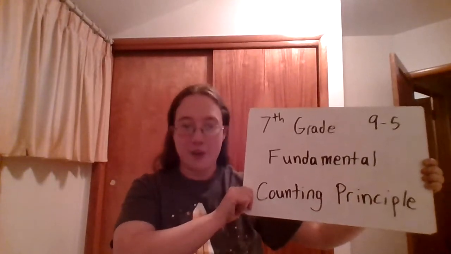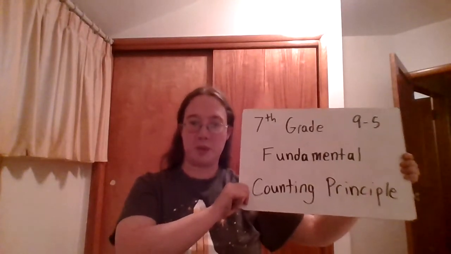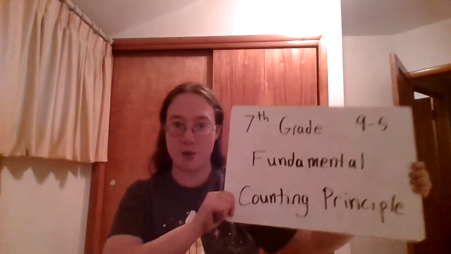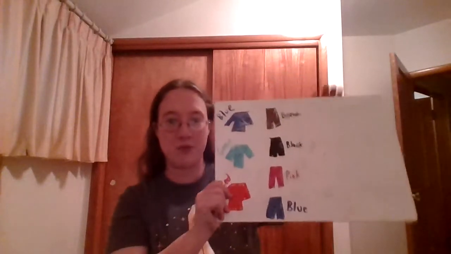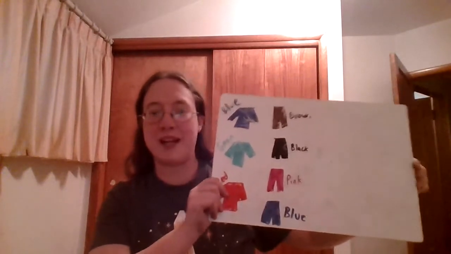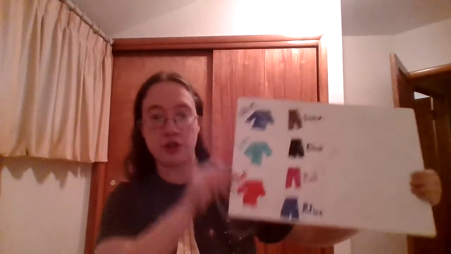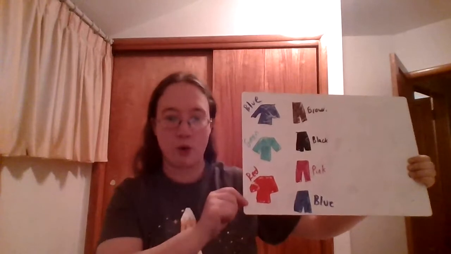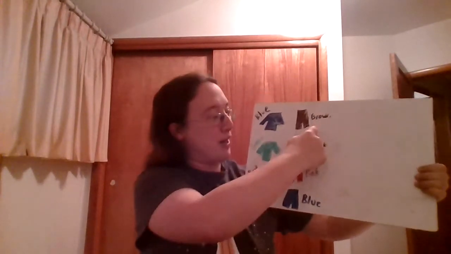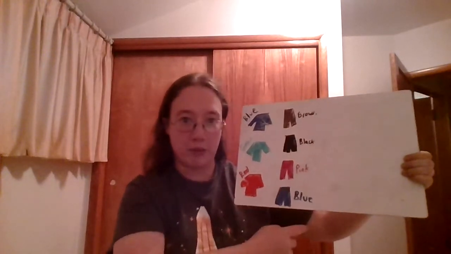So the fundamental counting principle, big words for something that actually ends up being pretty nice and easy to deal with. It ends up being a lot of word problems, so I went ahead and set up a few. In case you can't see the colors on there, the pink ended up looking pretty much like the red. But we've got three different kinds of shirts. We've got either blue, green, or red. And we've got four different pairs of pants. I can draw pants. So we got brown, we got black, we got pink, and we got blue.